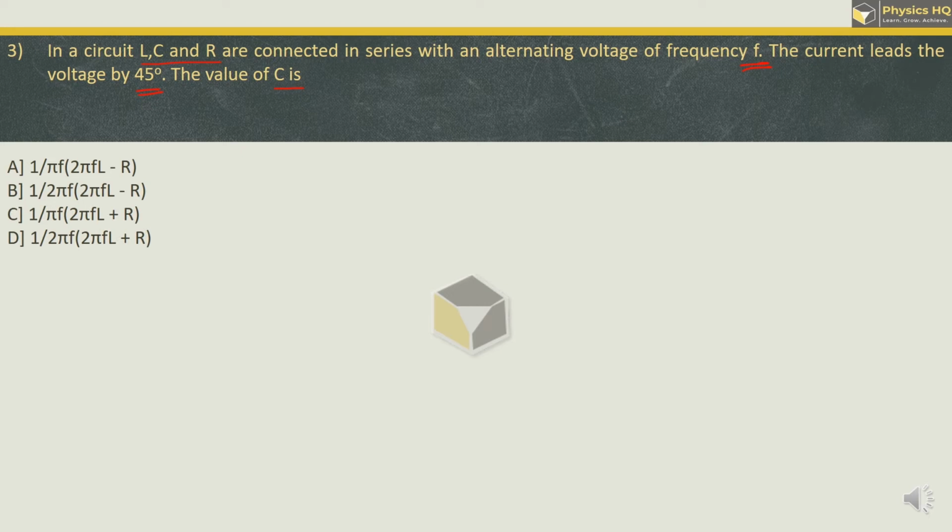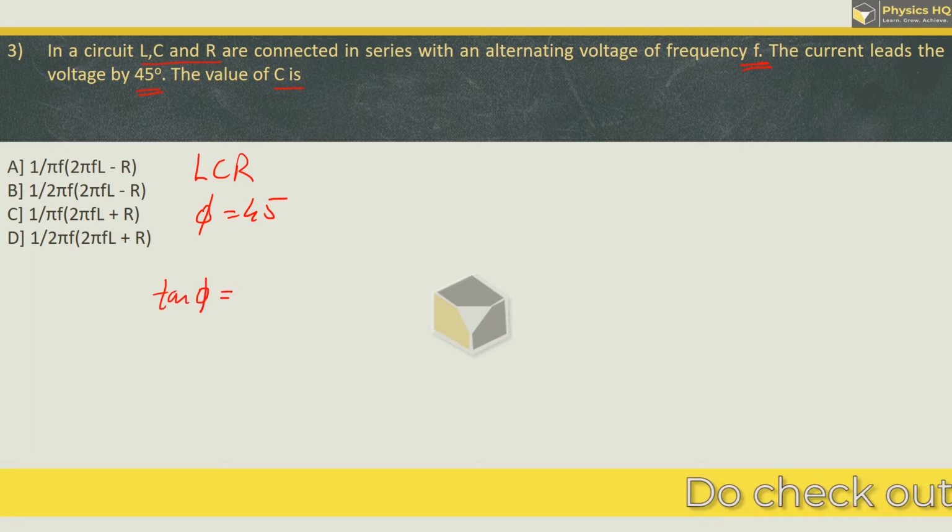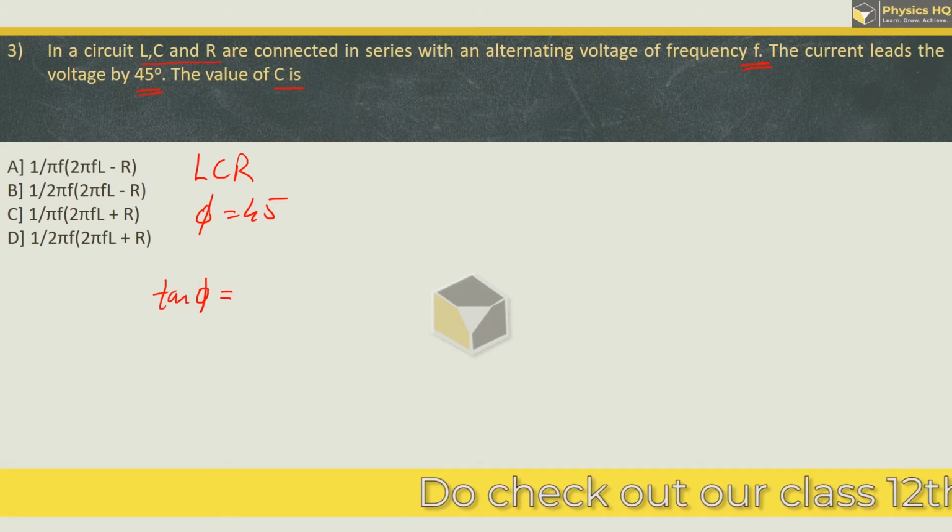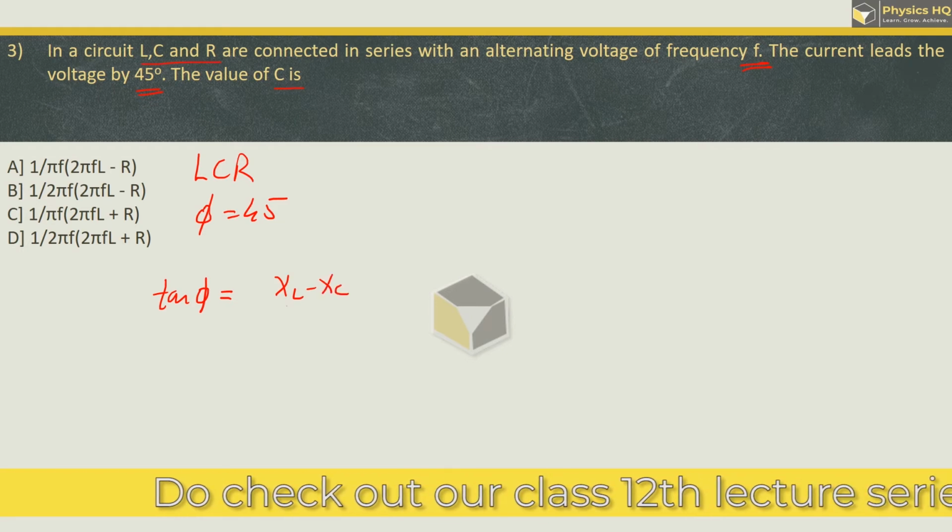Now what we are given is, we have LCR in series and the phase difference over here is 45 degree between current and voltage. We'll be using the formula for tan phi over here and tan phi will be given as XL minus XC divided by R.